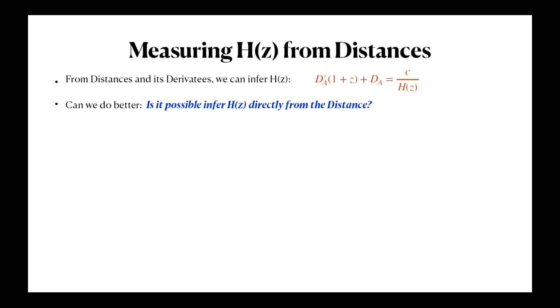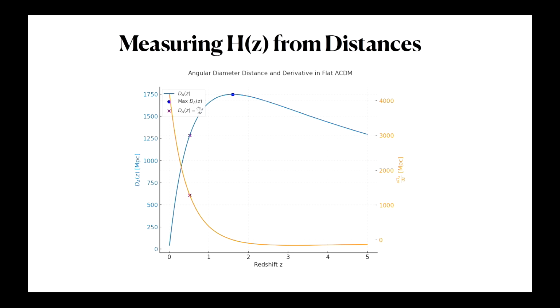The Hubble parameter is related to the angular diameter distance and its derivative. But can we do better? Is it possible to get the information of the Hubble parameter just from the distance itself, without taking into account the derivative of the distance? Fine. So let's plot this angular diameter distance.